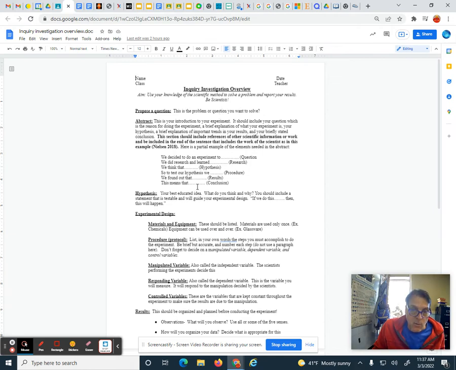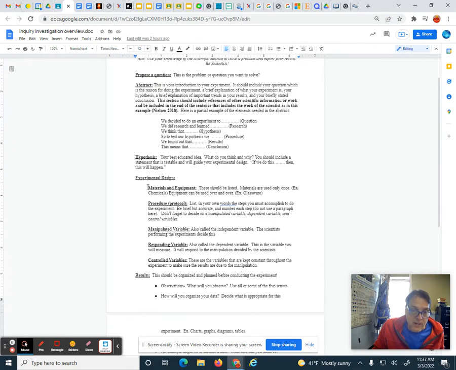This section explains what should be in your abstract. This is your hypothesis section. This is your experimental design section. Notice that in the experimental design section, all of these pieces are indented. That means nothing goes here. These pieces are your experimental design. Materials and equipment, procedure, and then identifying the variables. Back up to the abstract for a minute. I gave you sentences that can help you make sure you include the question, the research, the hypothesis, procedure, results, and conclusions. The abstract briefly states all of those things.